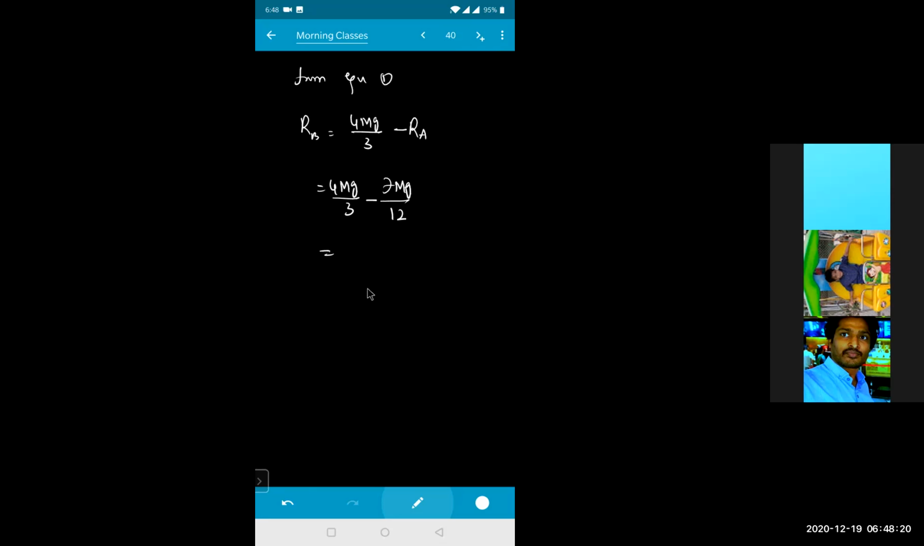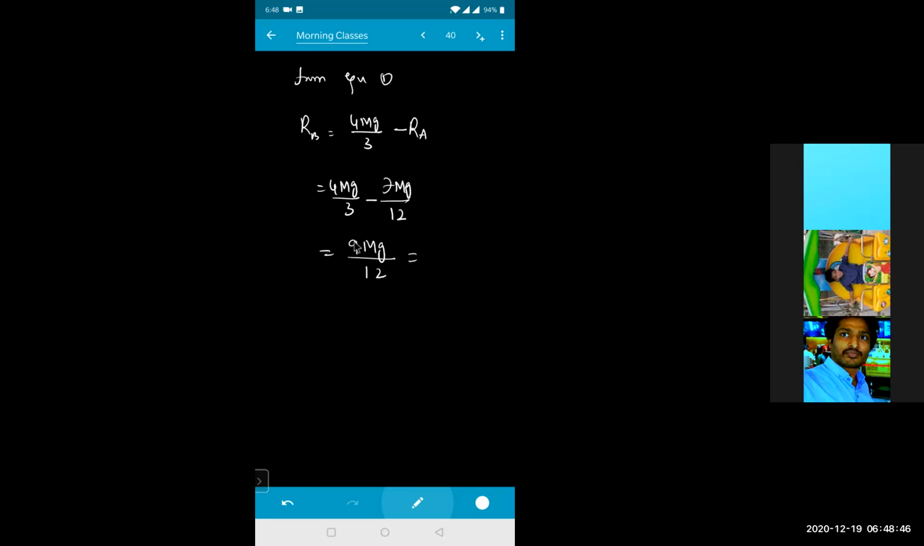Sorry, not 4 mg. 16 mg minus 7 mg by 12. How much does that come to? 9 mg, 9 mg by 12.